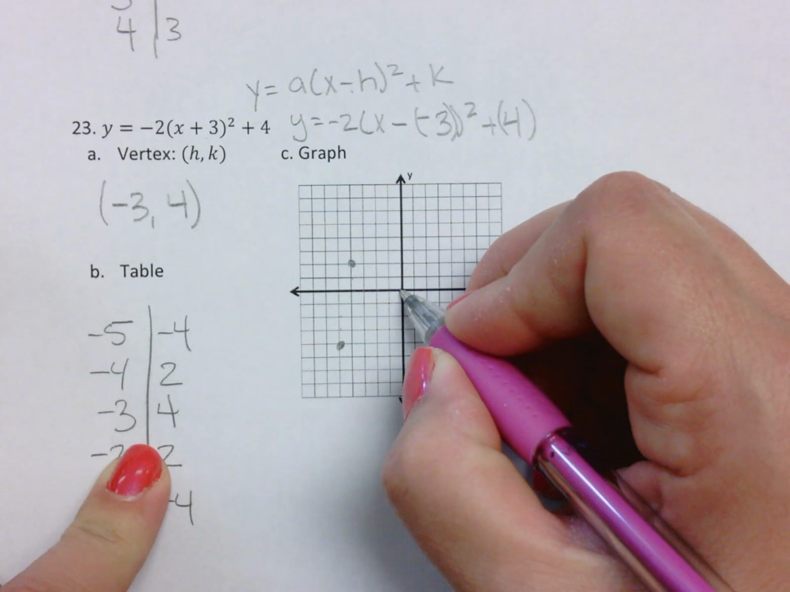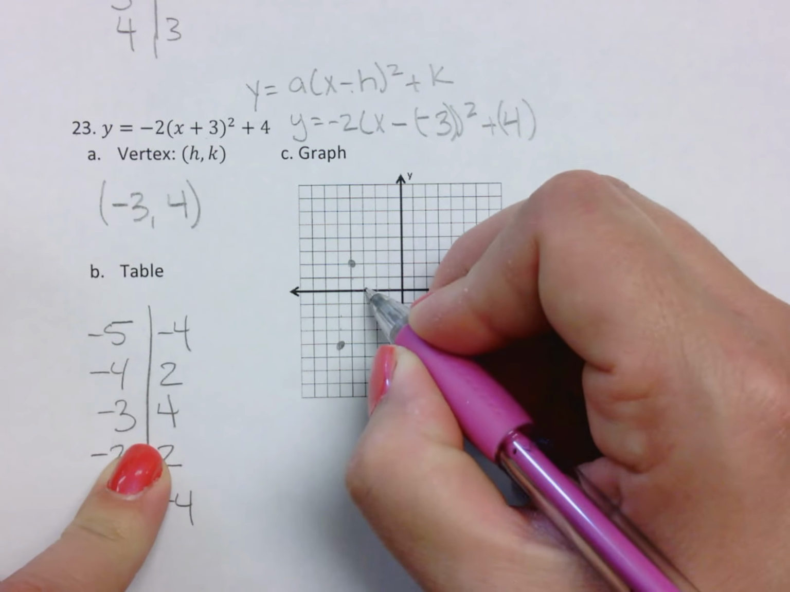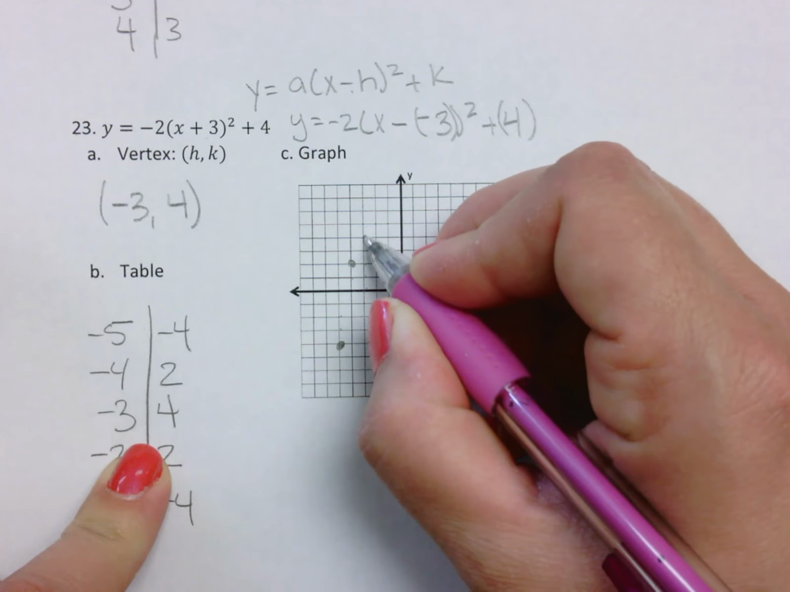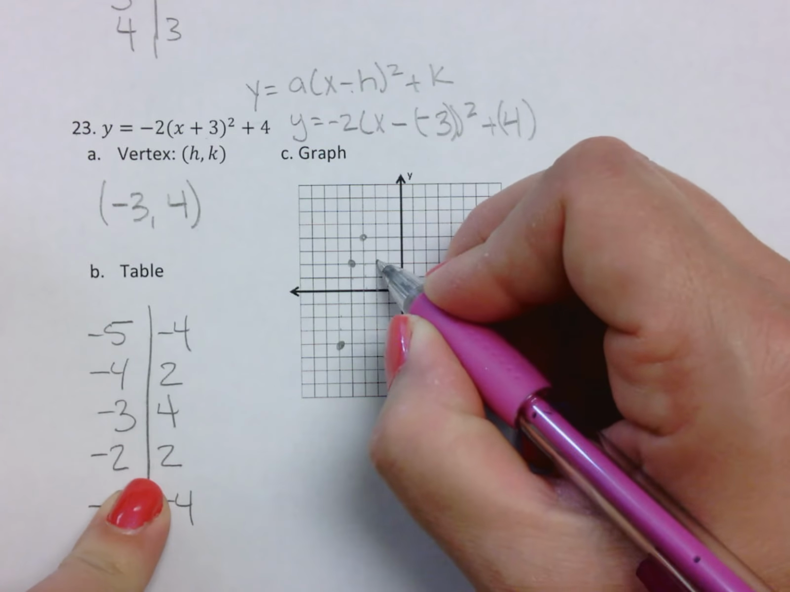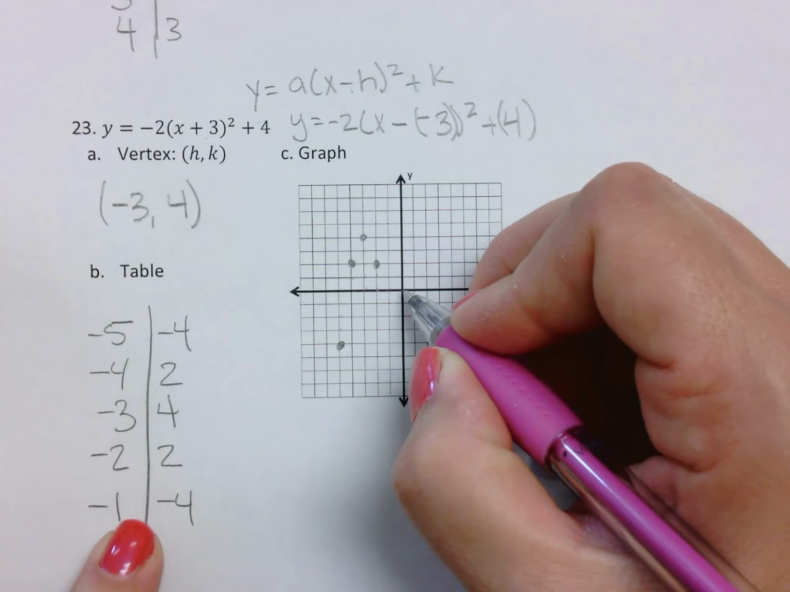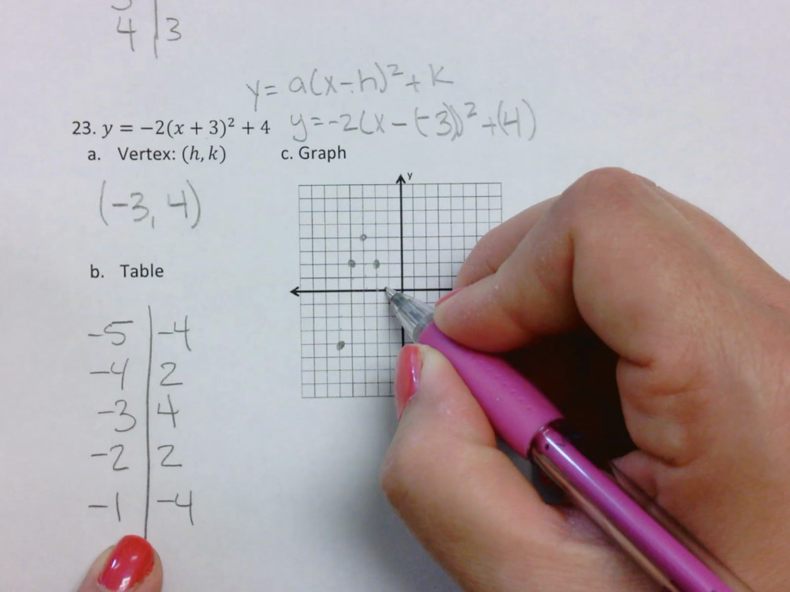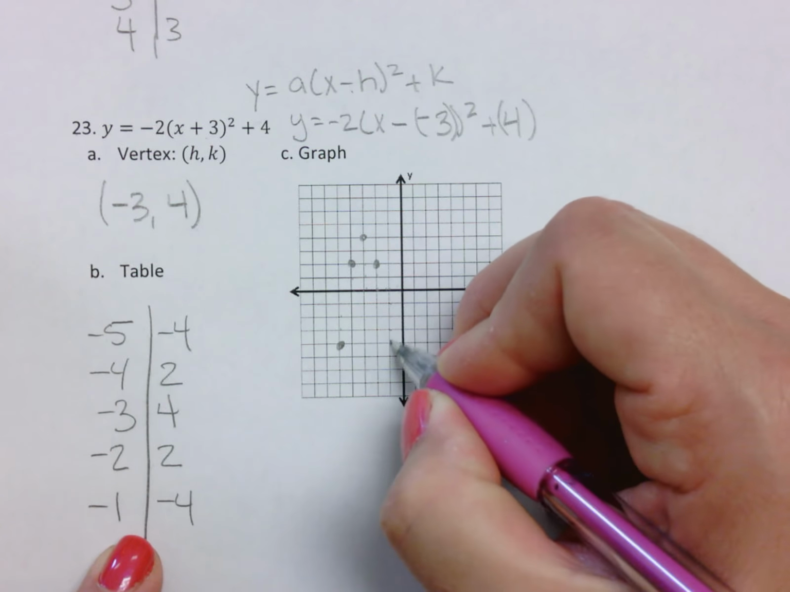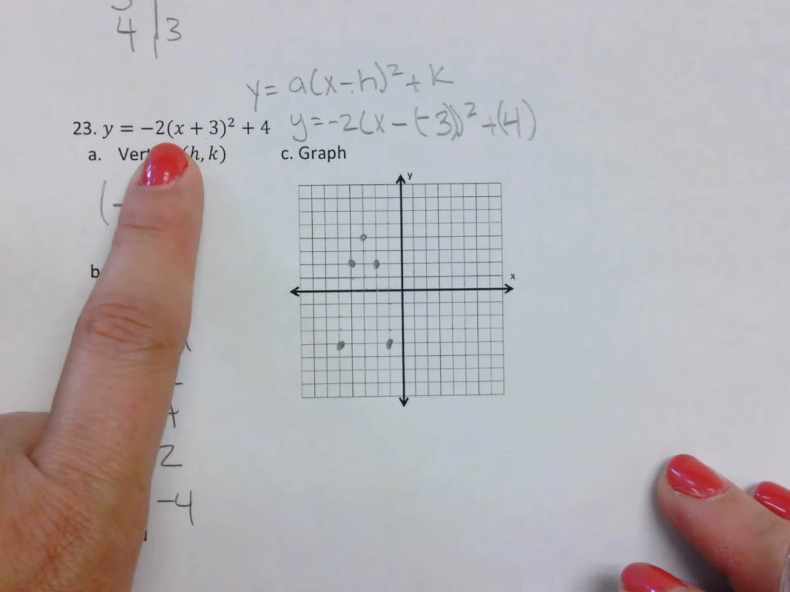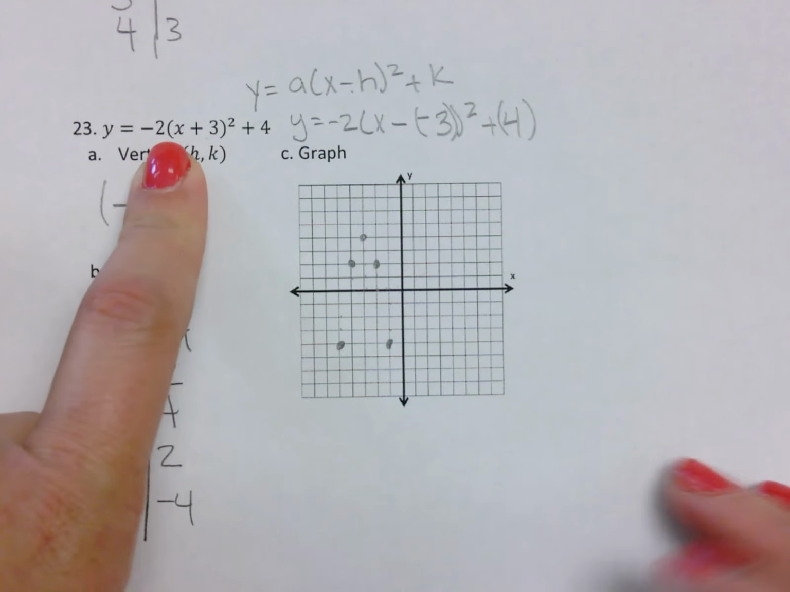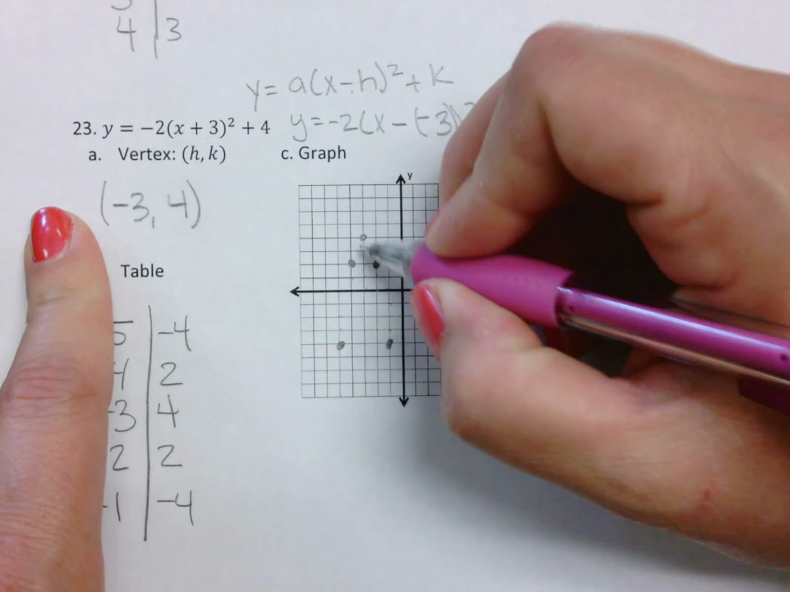And then we're going to go to the left 3 and up 4. To the left 2 and up 2. And our last point is to go to the left once and to go down 4 times. Now, this is correct, and we know this is correct because our a tells us that this should be a parabola that's turned upside down.